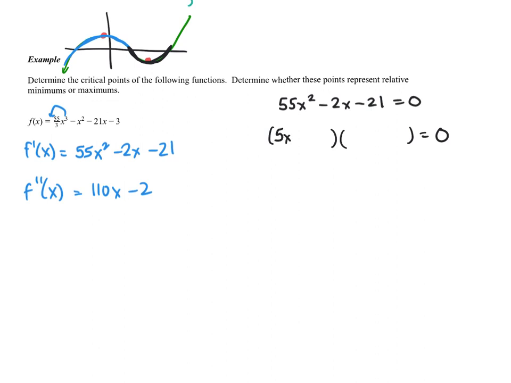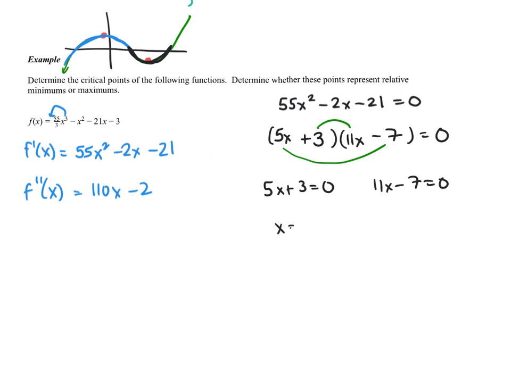So I know this is probably going to be 5x and 11x, although it could be 55 and 1. And so I believe it's going to be minus 7 and plus 3, because that multiplies to negative 21. So my check is there's negative 35, and there's plus 33, which is negative 2. So we have 5x plus 3 equals 0. 11x minus 7 equals 0. So x will equal negative 3/5, and x will equal 7/11.